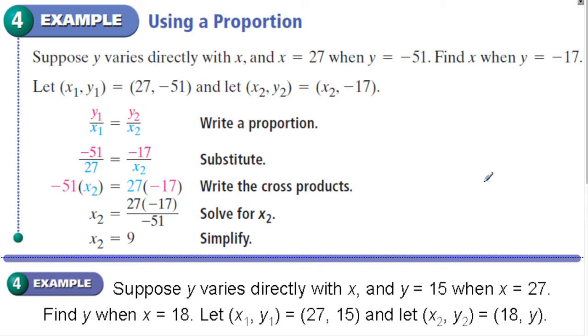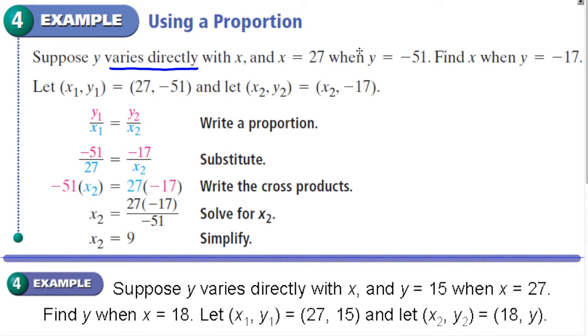Okay, this is probably the easiest part, but also the part that can be the most confusing without a good example. Using proportions to find your constant of variation or to find a missing element. Looking at the textbook example, suppose y varies directly. Again, keyword, that means that we have constants of variation. So y varies directly with x, and x is 27 when y is negative 51. Find x when y is negative 17.